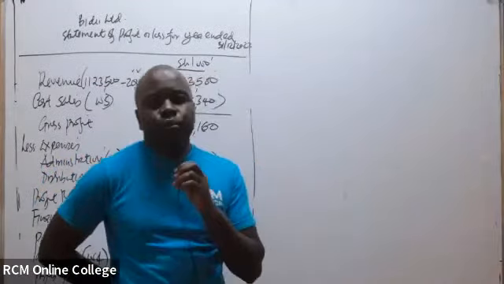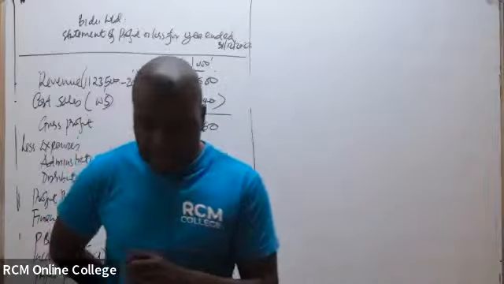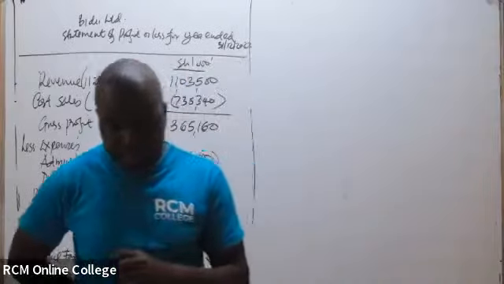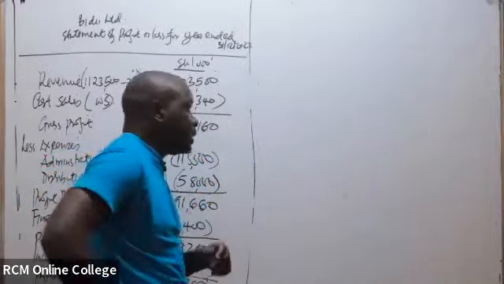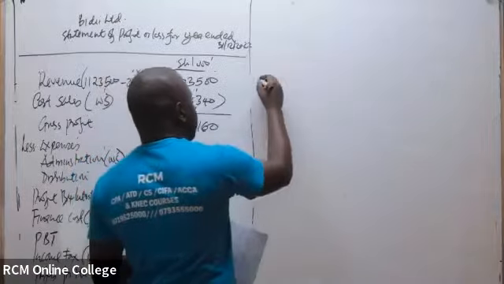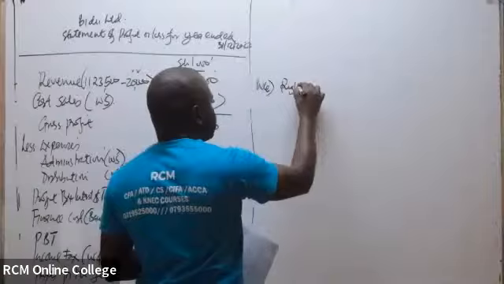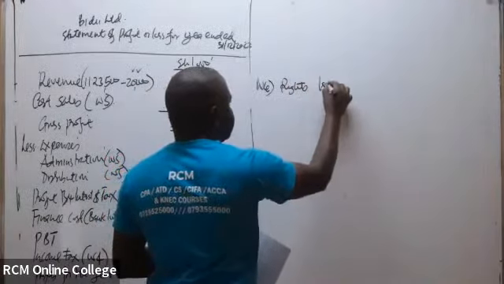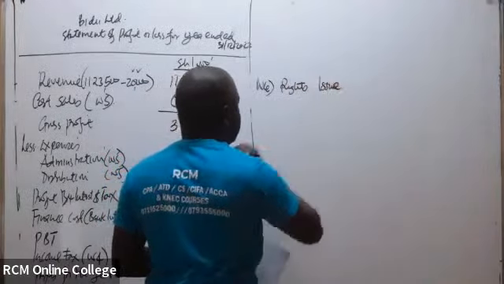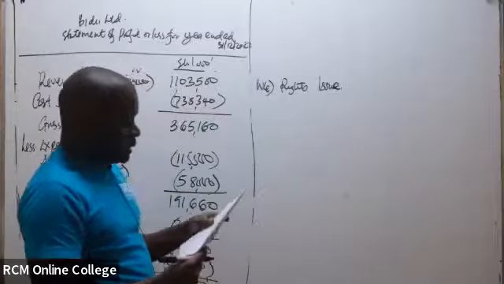It is normally in proportion to the number of shares they're having to hold in the company. So in this case, we have what we are calling the rights issue.